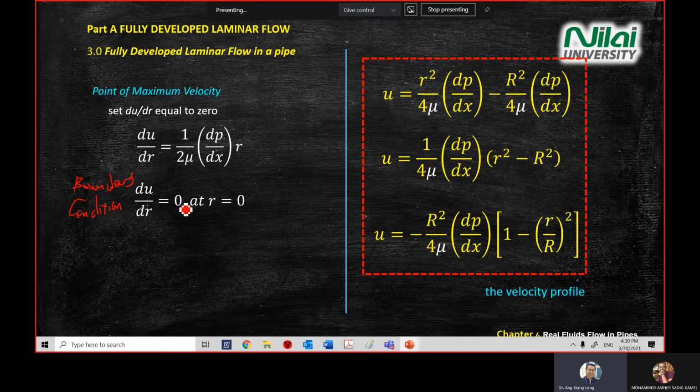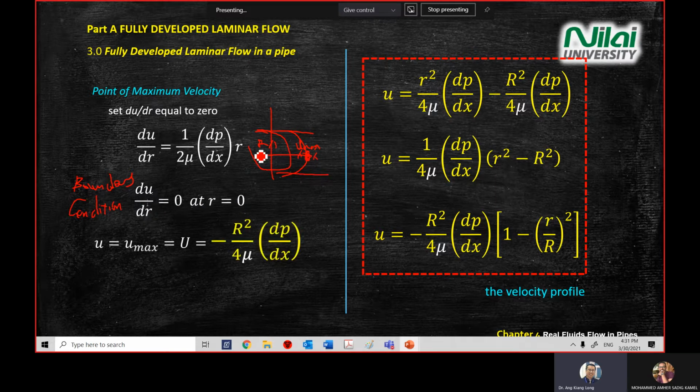The boundary condition is that at the middle of the pipe, where this is your r axis, and this is your x axis, we know that in the middle of the pipe there's no friction. So we always get the maximum velocity in the middle of the pipe, or the middle of the plate. This is the first boundary condition that we use: du dr equals 0, because we know that we have a parabolic shape. So we want to get the point at the peak there. So du dr equals 0, which is here, at r equals 0, we can get the value there.